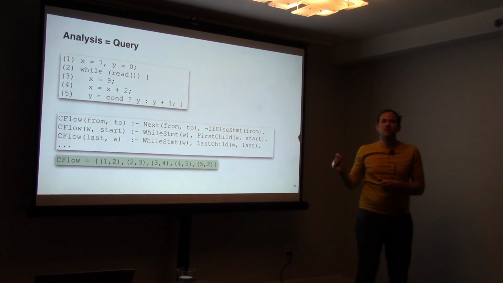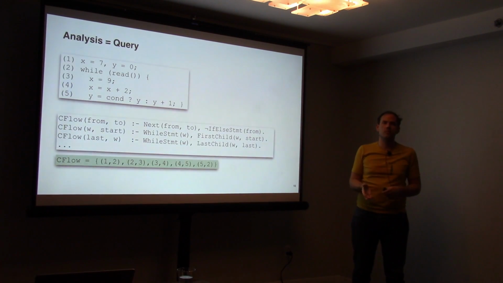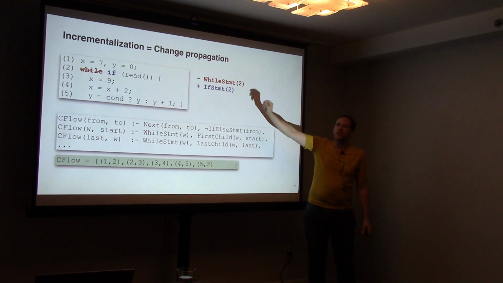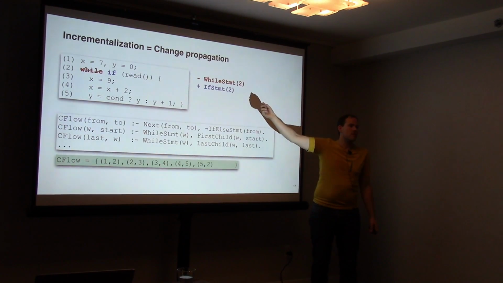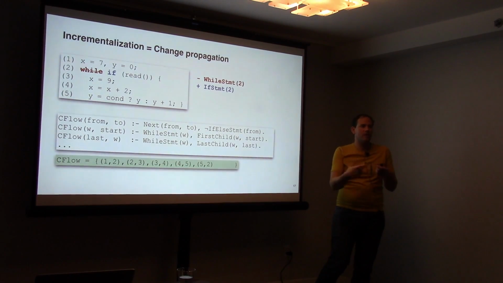The cool thing about doing this kind of representation issue and writing those as queries is that we can now actually run this incrementally. So for example, let's assume a developer changes the while loop into an if statement. That's a very small change. So what we're hoping is that the time it takes to update the control flow graph is proportional to the size of the change, and so it should be fast.